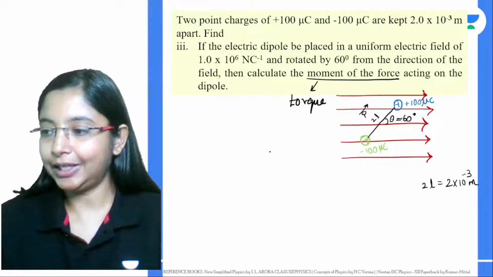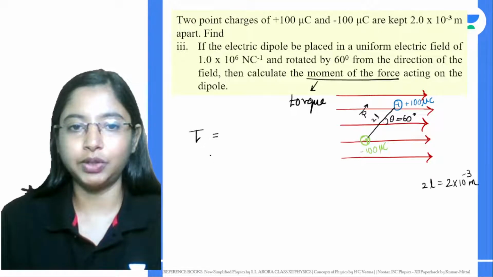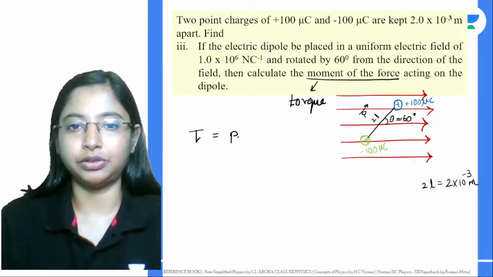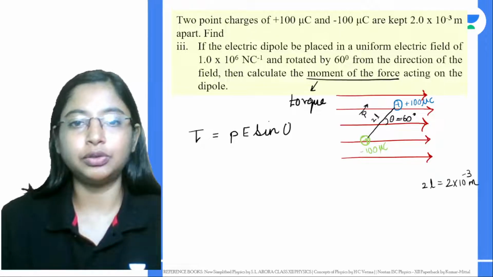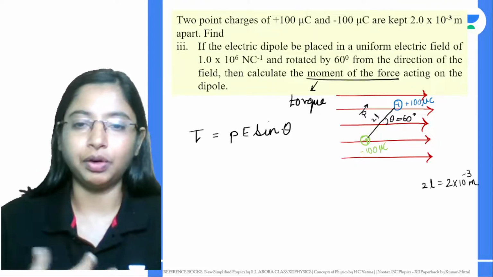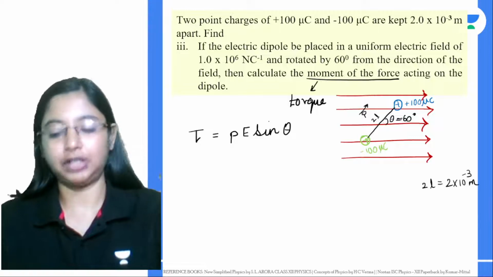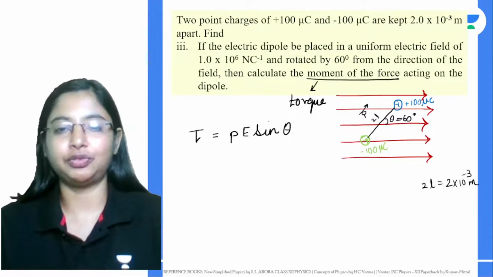The torque on the dipole, we just want to find the magnitude, is given by P into the strength of the electric field into sine theta. In today's evening class, at 8 o'clock, we would derive the equation and again do questions on electric dipoles. You can join the class, we will see the derivation for the same.